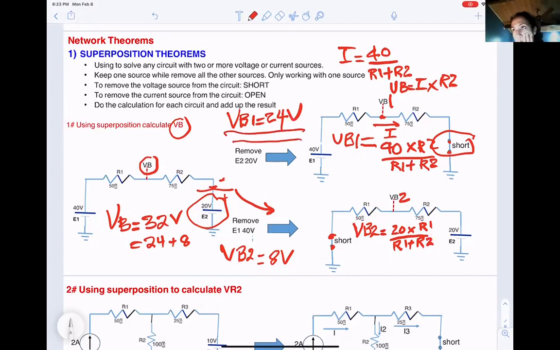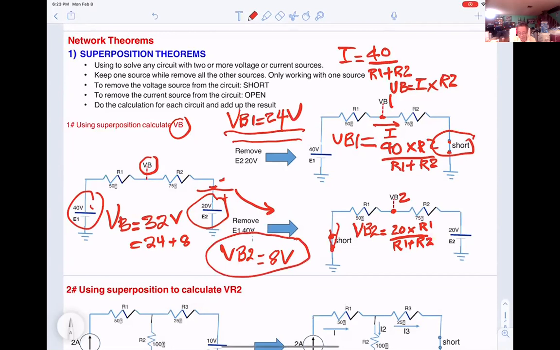No. Okay. Then I remove the 40 volt right here. That sorted out. Then now you get 20 volt here, and you calculate the VB2. And VB2 will be using the same voltage divider, and you get 8 volt. Okay? I got 12. 12 or 8. 8 volt, right?